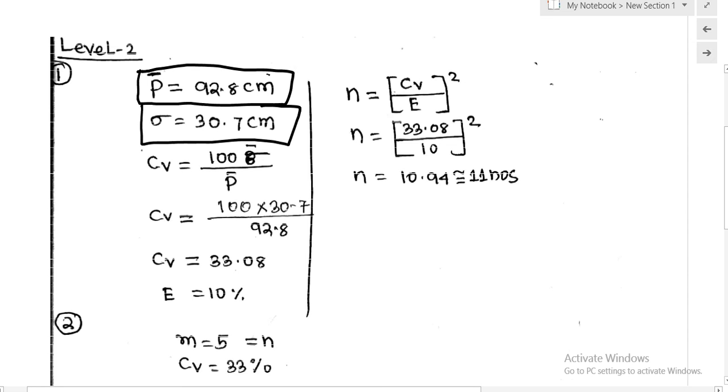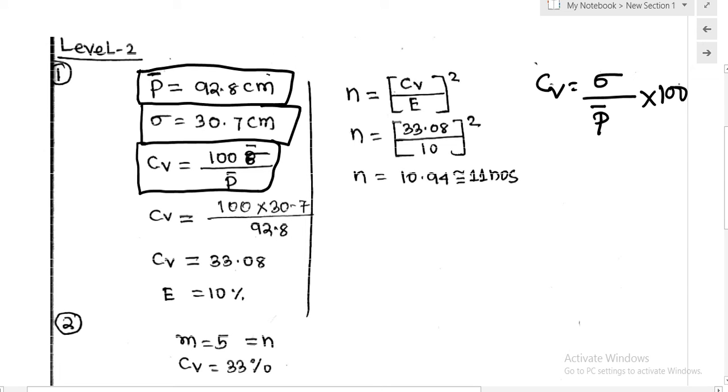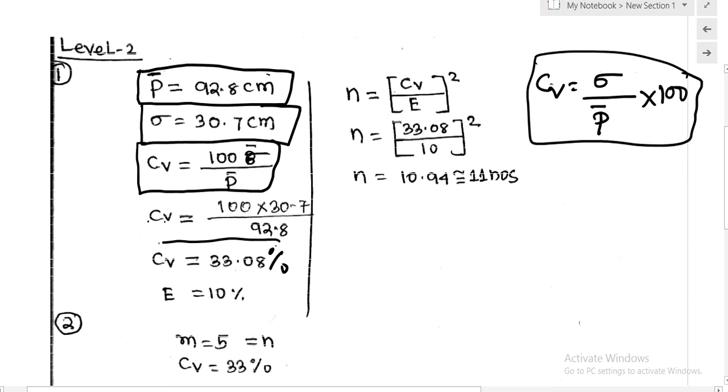So we can find the coefficient of variation. The formula for the coefficient of variation is the standard deviation sigma divided by the mean precipitation, into 100. So we can calculate the coefficient of variation in percentage, and it is 33.08 percent. The allowable degree of error is given as 10%.